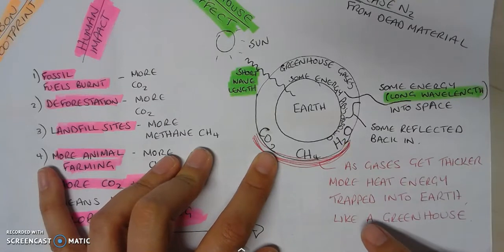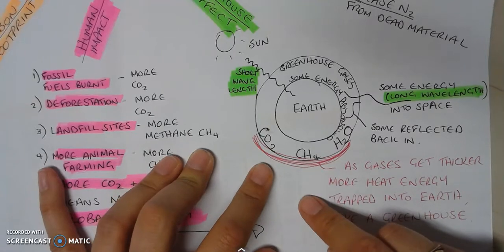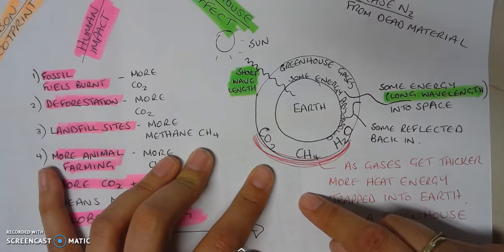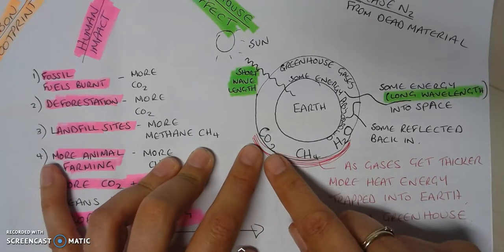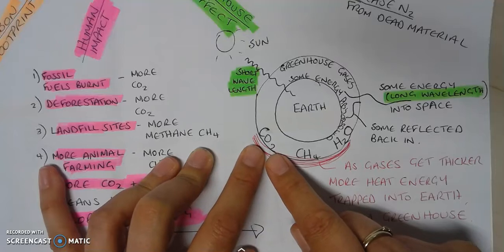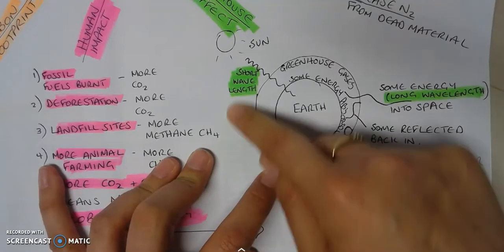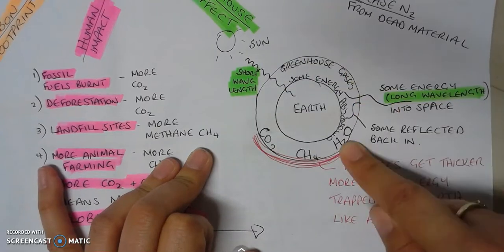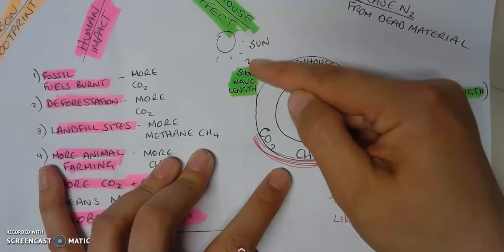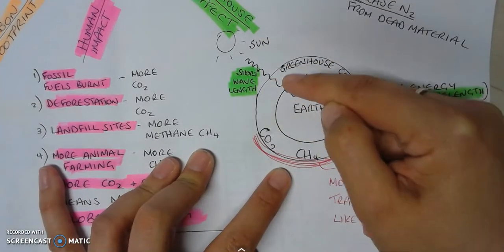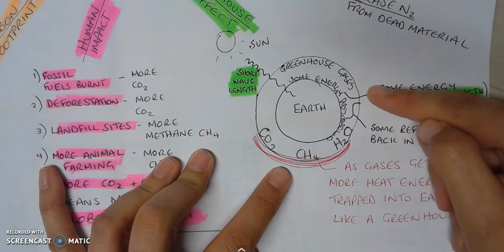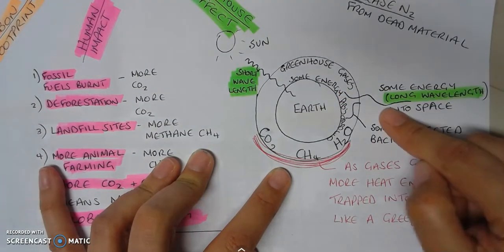The problem we've got is, and this is all in the news at the moment because it's a massive issue, is we are releasing more and more carbon dioxide into the atmosphere and more methane into the atmosphere, and these layers of gases are getting thicker and thicker. So the high energy short wavelength can get in, but the long wavelength low energy can't get back out.